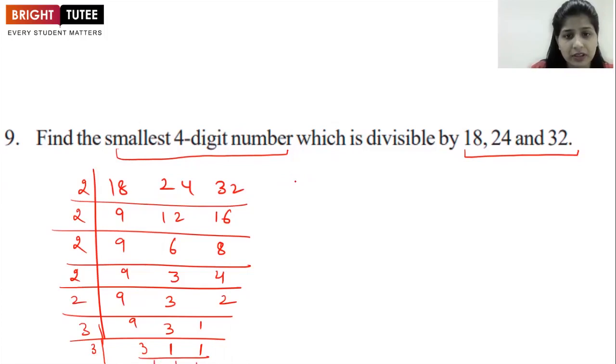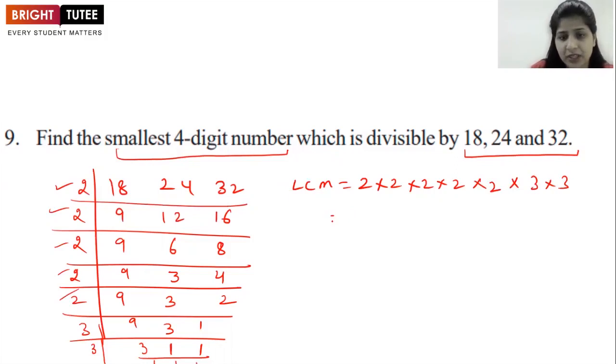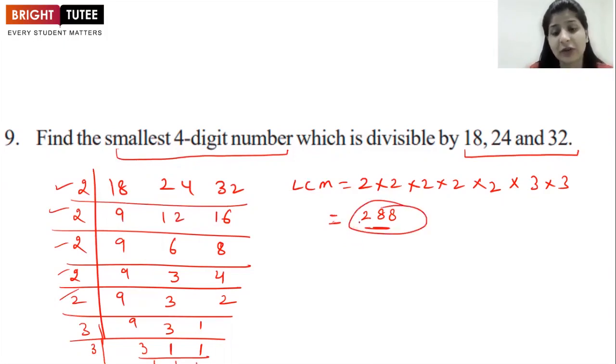So the LCM would be 2 into 2 into 2 into 2 how many times? 1, 2, 3, 4, 5. And then you have 3 into 3. So when we multiply this, we are going to get 288. But this is a 3-digit number. We want a 4-digit number. So that means we have to find the multiple of 288, and that should be a 4-digit number, the first 4-digit multiple.